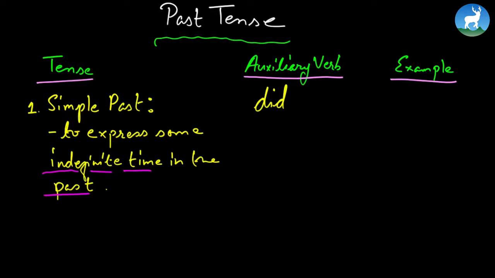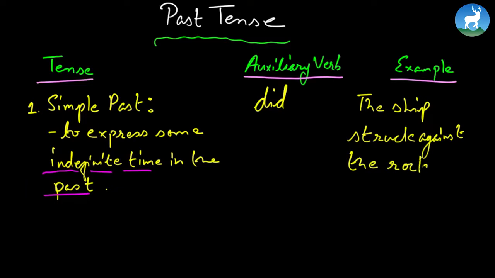Let's say, for example, the ship struck against the rock. It happened in the past. When did the ship strike? We take strike to struck. That's simple past. The ship struck against the rock. When in the past, we don't know. It's indefinite time. So that is simple past.